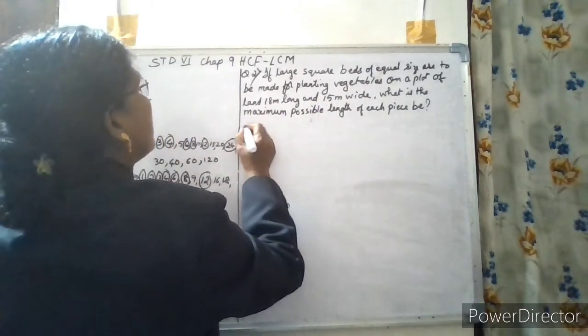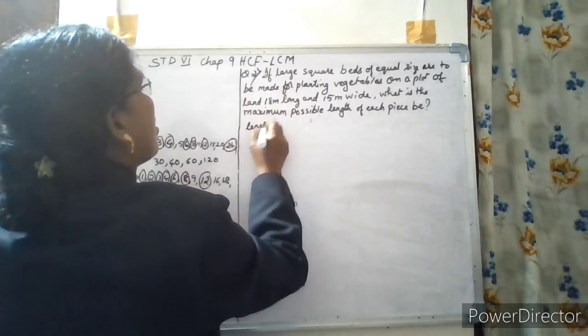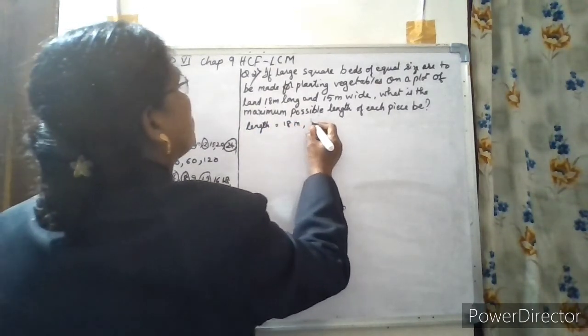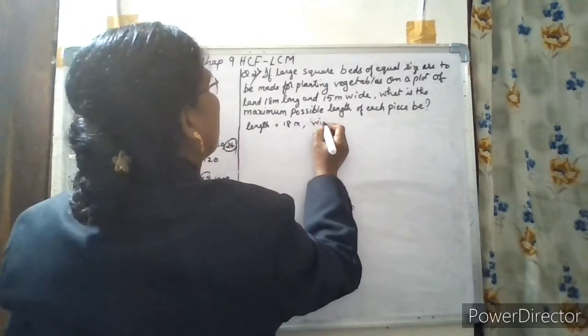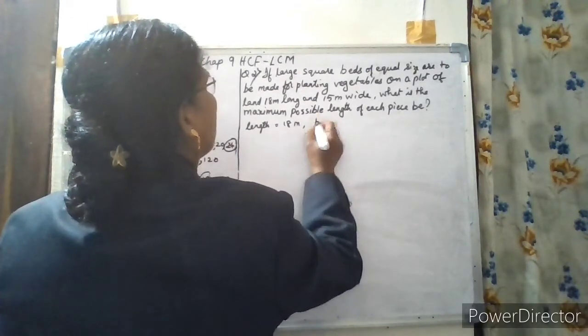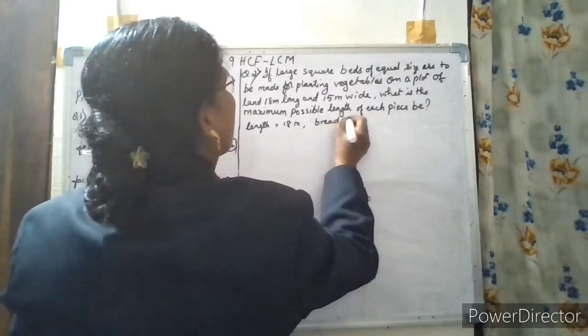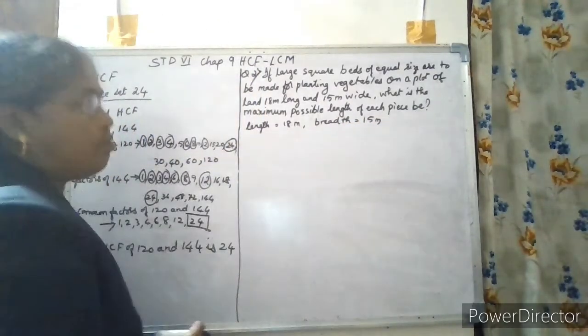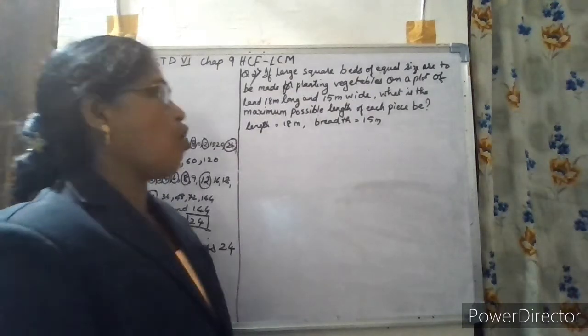Length is equal to 18 meters and breadth is equal to 15 meters. What is the maximum possible length of each piece of the square piece?